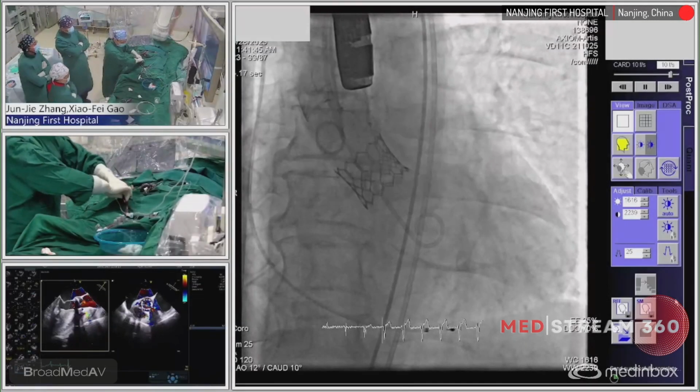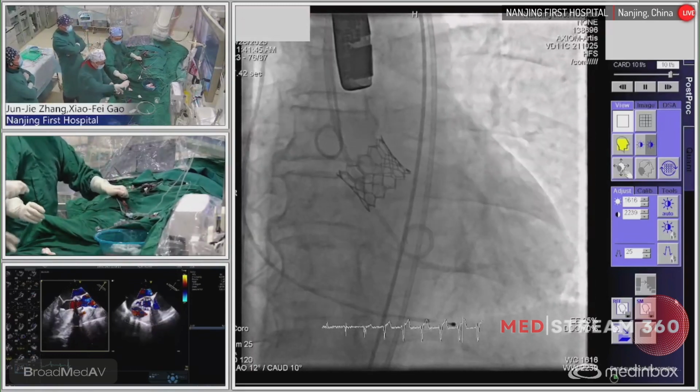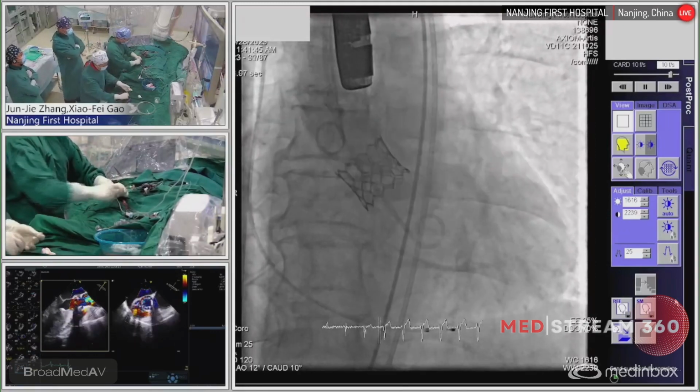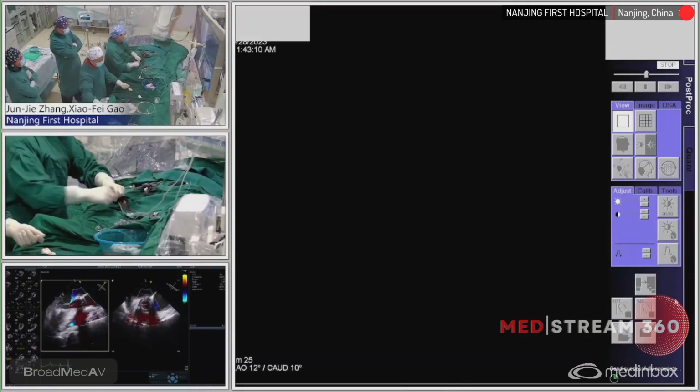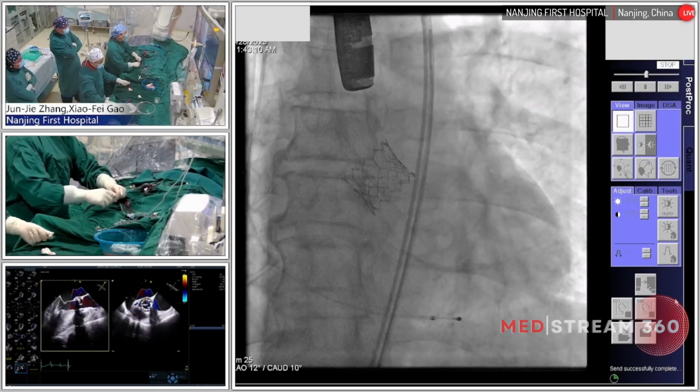Okay, Professor Zhang, for this 76-year-old gentleman, what's your antithrombotic strategy after the TAVI procedure? I think for this particular case, single antiplatelet therapy with aspirin is enough.